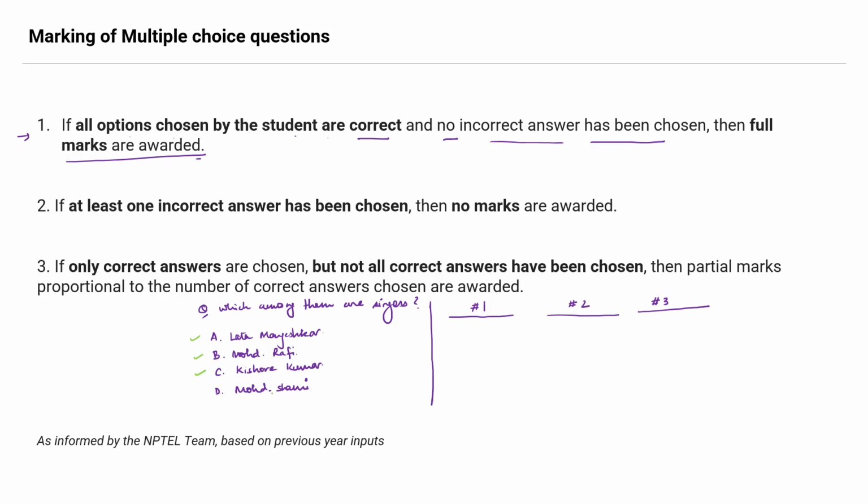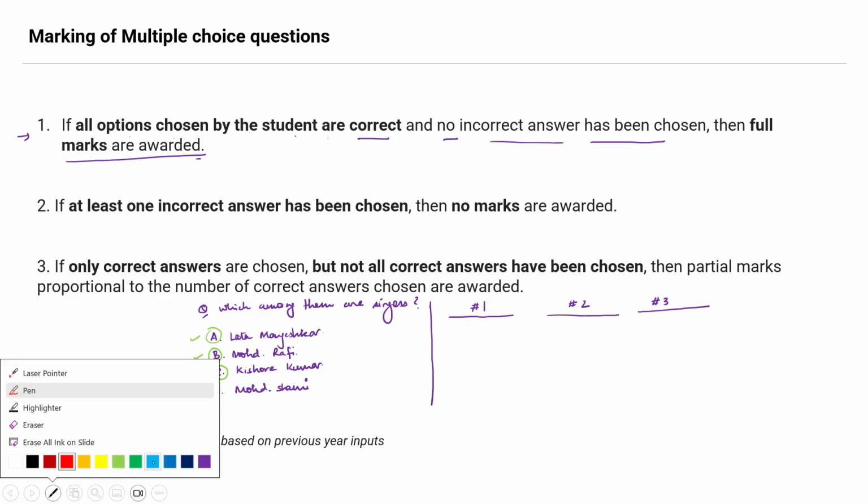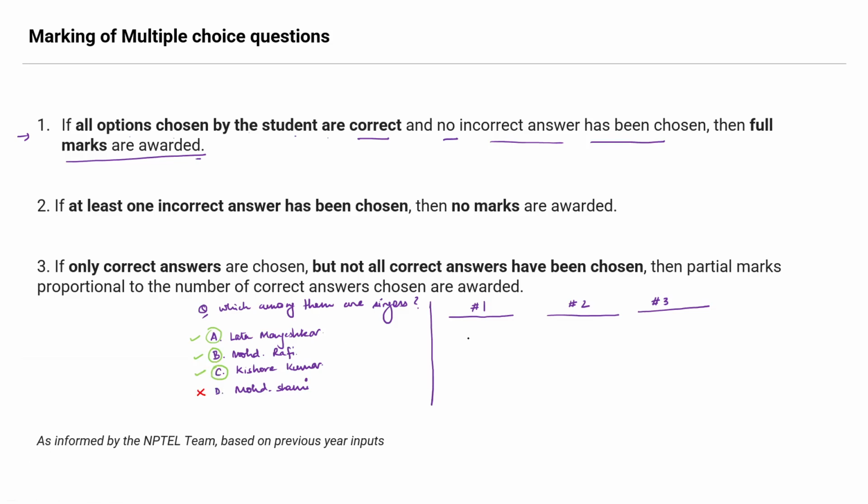Mohammad Shami is a cricketer. He's a fast bowler, right? So these are the correct responses: A, B, and C. Which one is the incorrect response? Obviously, the last one, which is Mohammad Shami. Okay. Now, let me take examples one by one. Now, the first option, I select A, I select B, and I select C, and then I submit, and I get full marks.